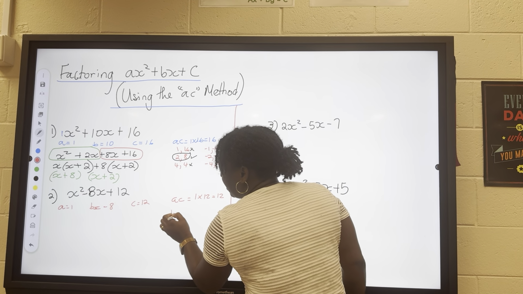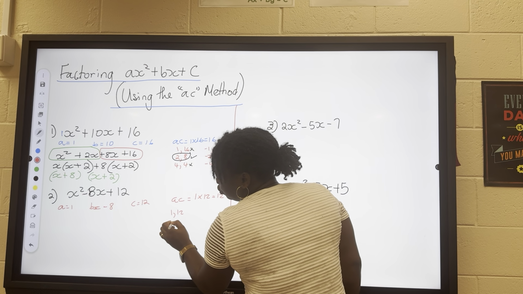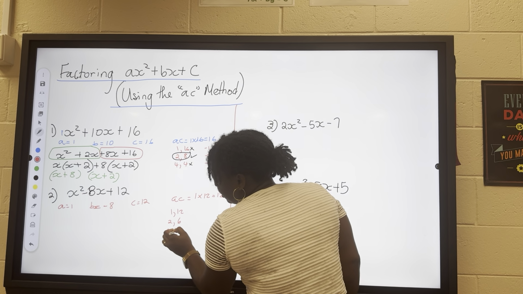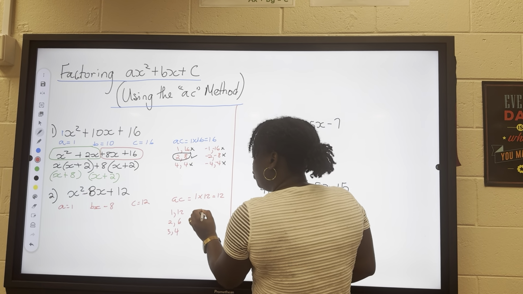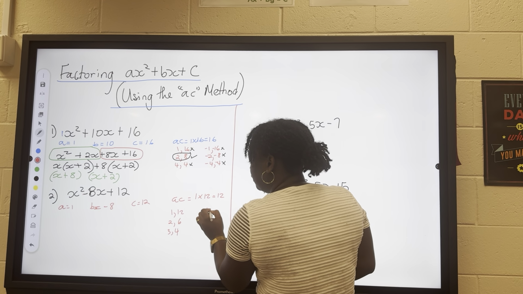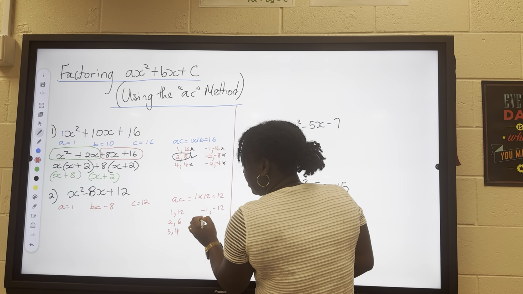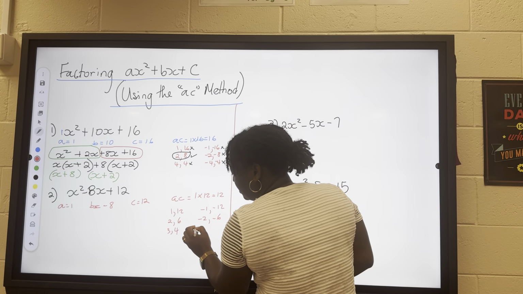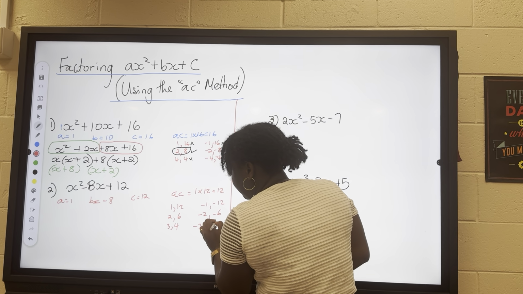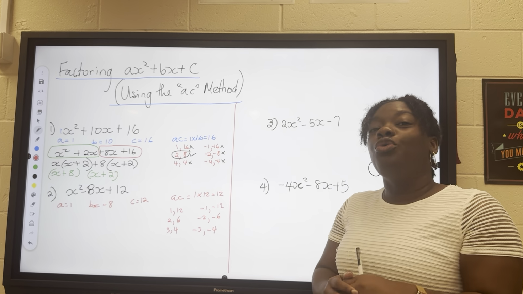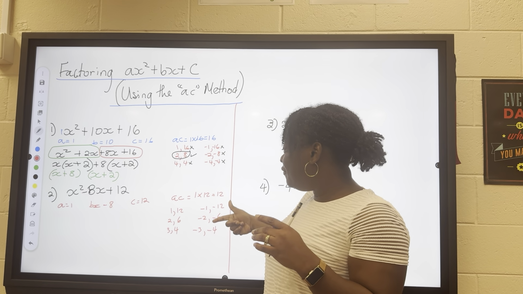So that's 1 and 12, 2 and 6, 3 and 4. And again, we can use the negatives: -1, -12, -2, -6, -3, -4. All right. Now, in this case, it's going to come in very handy.